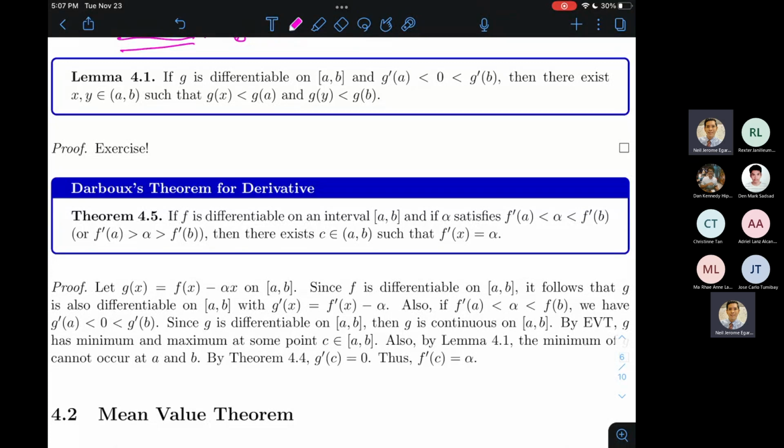All right. I guess we are down to the last two results for today. I'll just discuss Lemma 4.1 and Darboux's theorem. But do you guys have any questions?